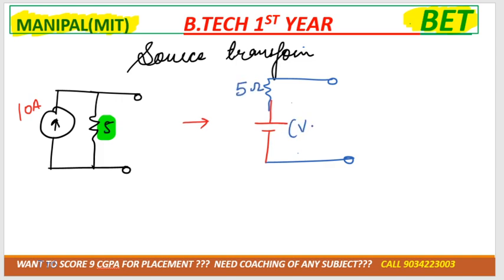So now we need to get the voltage value. V is equal to I into R. How much is I? 10 ampere. Resistance is how much? 5. So that would be 50 volt. Correct? Now look again, we can convert a voltage source into a current source also.